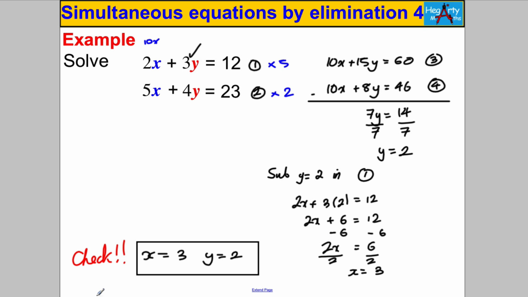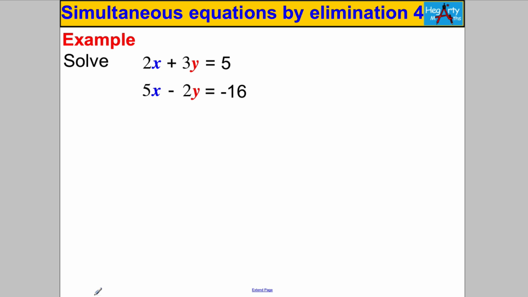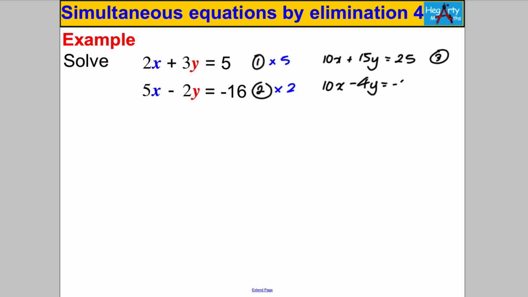Okay, next one. Pause the video, have a go. Label them 1 and 2. Decide what you want to be the same. I'm going to do what I did before. I'm going to multiply that by 5 and that one by 2. And I'm going to get myself 10x add 15y is equal to 25, equation 3. And here I'm going to get myself 10x take away 4y is equal to negative 32 if I double that.